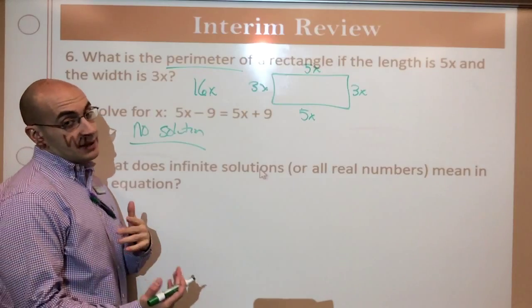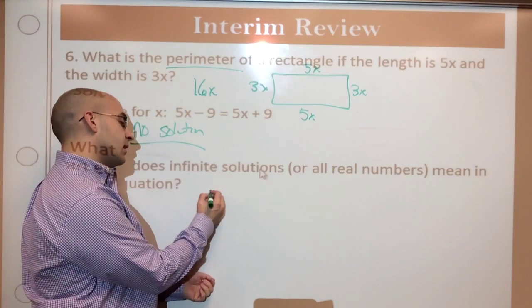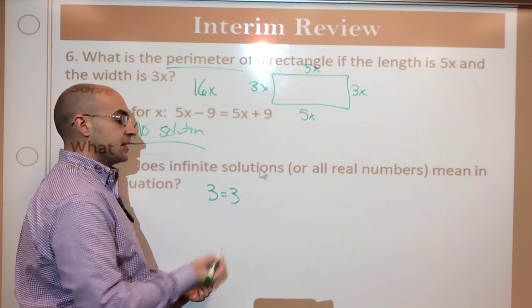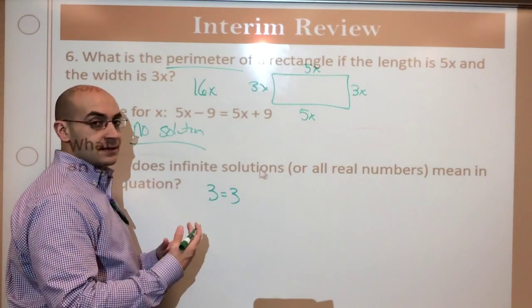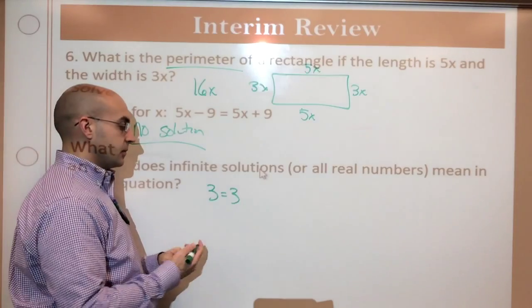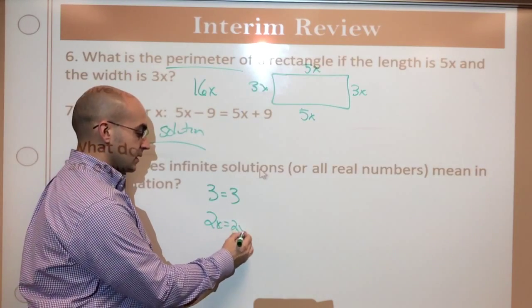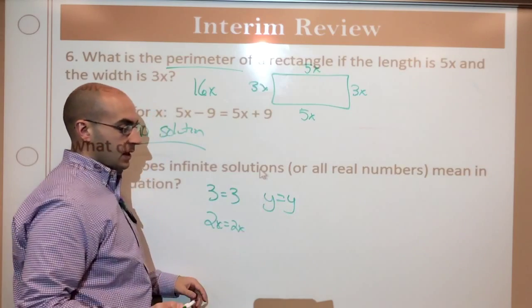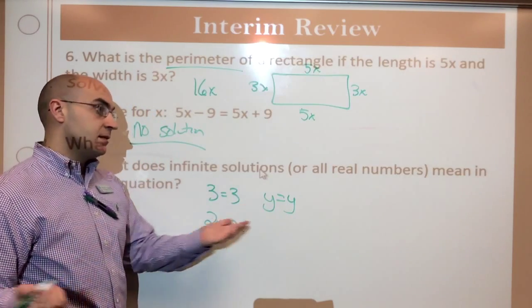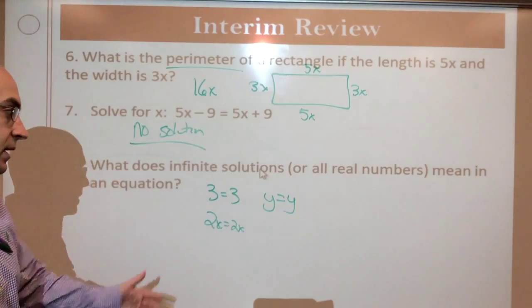Now, number 8, kind of the opposite of this: what does infinite solutions mean? If you want to represent that algebraically, I'd have something like 3 equals 3. That's an infinite solution. Basically, any number in the context of the question will work. So if I had 2x equals 2x, that's infinite solutions because x can be anything. If I have y equals y, kind of jumping back to our substitution days, that's all real numbers or infinite solutions.